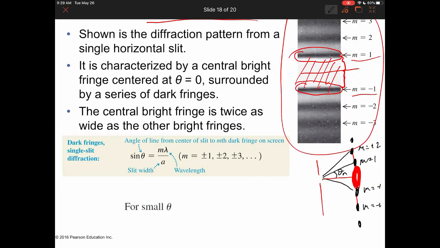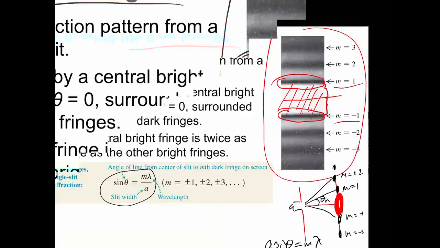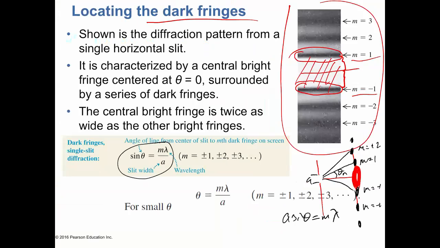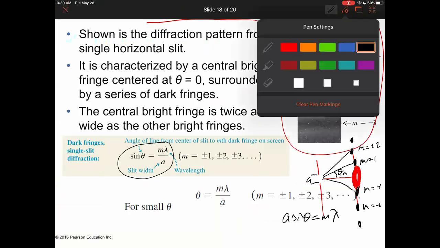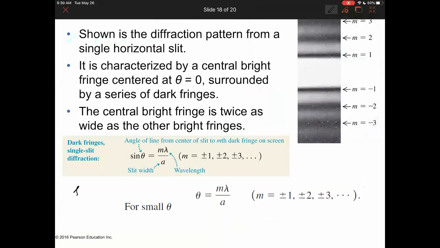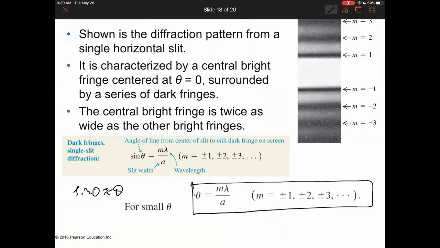Or theta 2, and so on and so forth. So that's this equation over here. Technically, what we're saying is that this opening here is a, then a sine of theta equals m times lambda, or sine of theta equals m lambda over a. But remember, the theta here is also very small, and for very small theta this equation simplifies to sine of theta is approximately theta, then theta equals m lambda over a, where m equals plus or minus 1, plus or minus 2, plus or minus 3. That means we can use this equation.